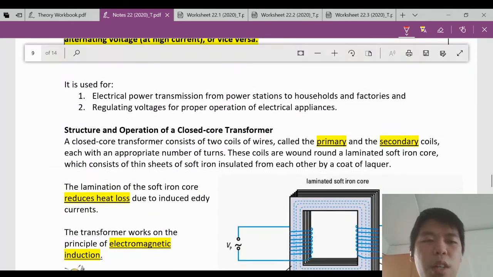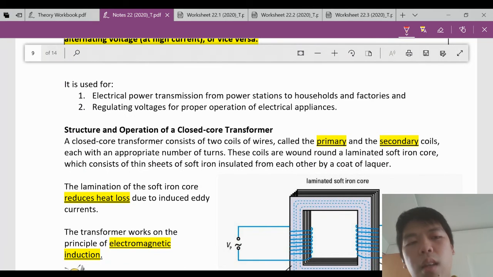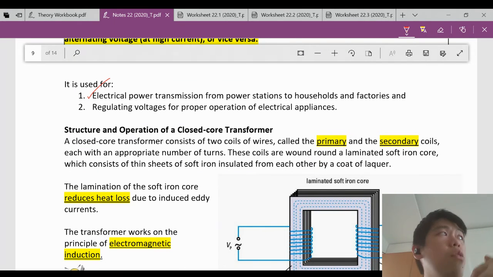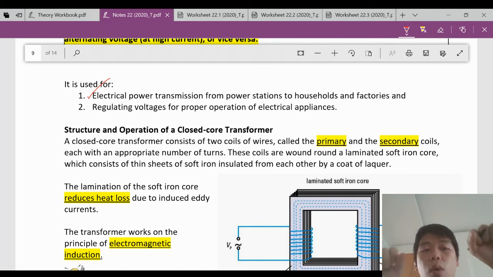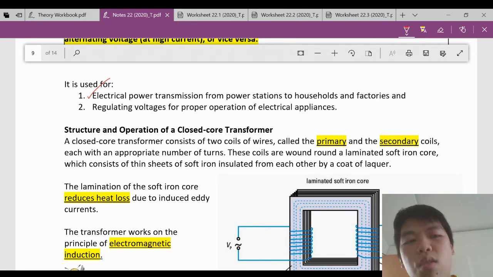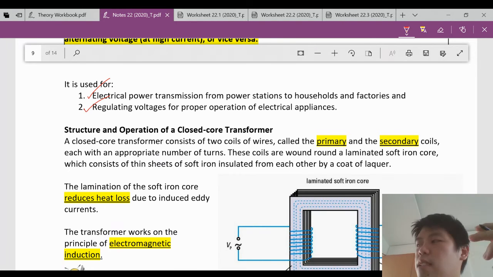So what is this transformer used for? It is used to, number one, transfer electrical power from power stations to households. If you've been to certain areas like Bukit Timah Hill, you can see that there are power cables running overhead. These are cables used to transfer power from power stations to households. Another one is also to regulate voltages for usage. Example, for my laptop, I have the device there to transform whatever is coming out from the main electrical supply to power my laptop itself at a correct voltage. You do not want too much, you do not want too little.